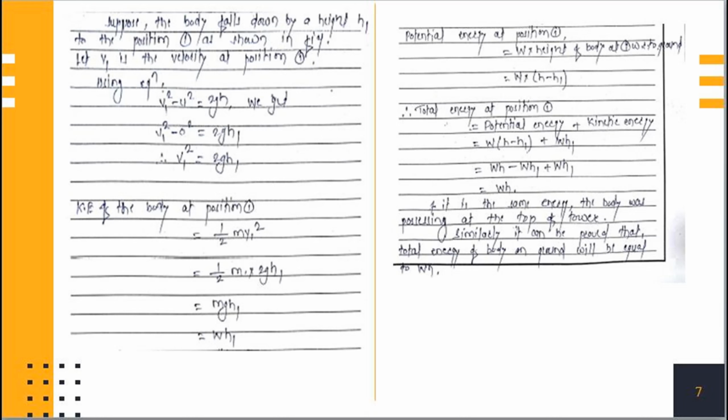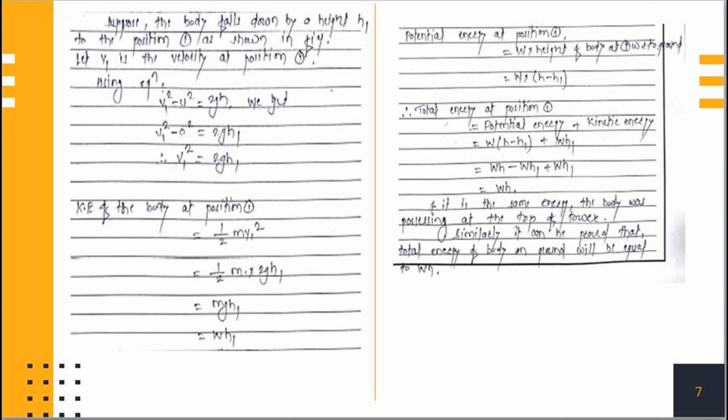Now kinetic energy of the body at position 1 is equal to 1/2 m v1 square. We know that v1 square is equal to twice g h1. Therefore we get kinetic energy of the body at position 1 is equal to W into h1. Now potential energy at position 1 is equal to W into the height of the body at 1 with respect to the ground.